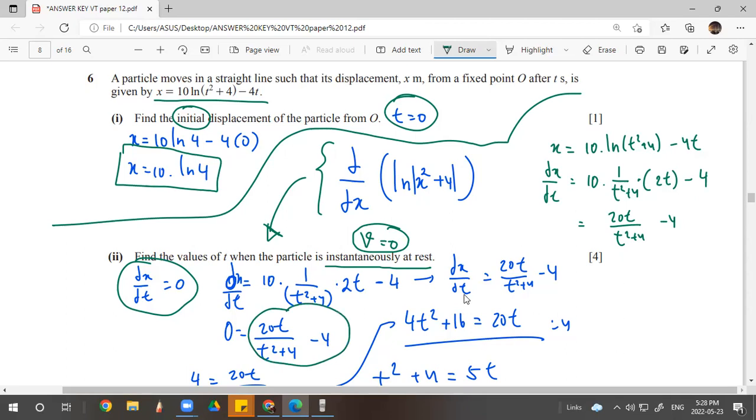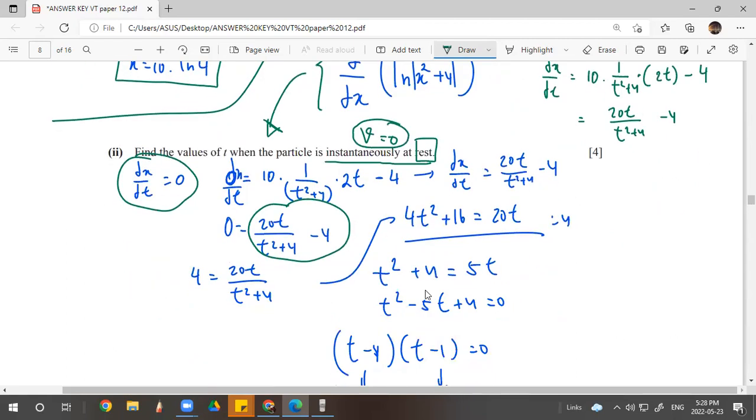Why? Because instantaneously at rest, no movement. So I put the 4 to the left side, right? Becomes 4 equals 20t over t squared plus 4. And then I do the multiplication rule, cross multiply, becomes 4t squared plus 16 equals 20t. You divide by 4, become t squared plus 4 equals 5t. And then you put 5t on the left side and you do the factorization.